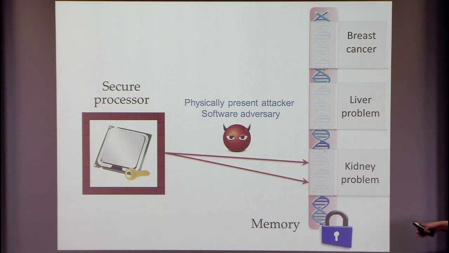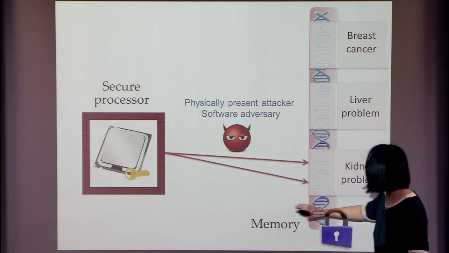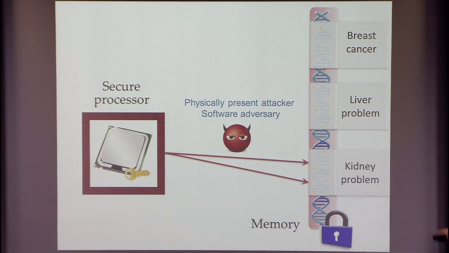For instance, if the attacker observes that the processor is accessing locations related to the kidney problem, then he can infer that maybe this user is being treated for kidney problems. So that's very sensitive medical information. And in the real world, how do you launch this attack? This attack can be launched in various ways.